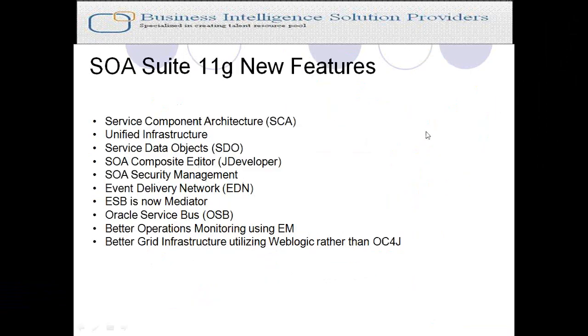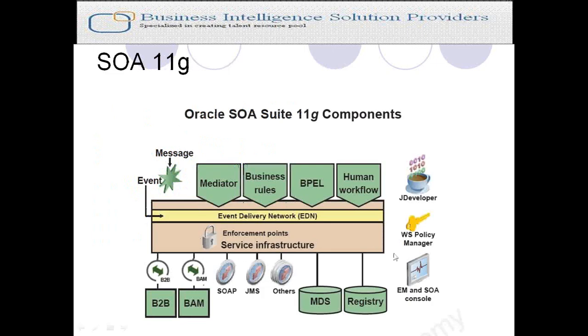So what are the new features in SoA suite? What has been added? The first thing is service component architecture. This was never there in 10G. SCA helps make the components move more towards SoA, and we will see how it can be done. Unified infrastructure. Previously, every component was a different component that was installed, though they were installed together, the way they were built was different. So here SoA 11G provides something called an infrastructure layer, so that components can interact in a better way with each other.